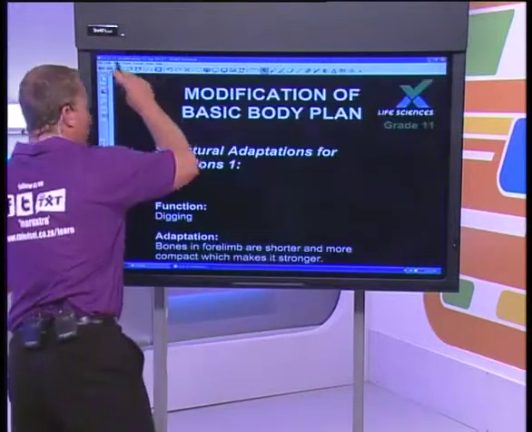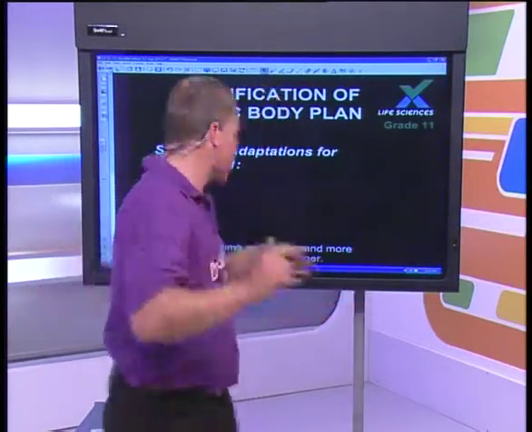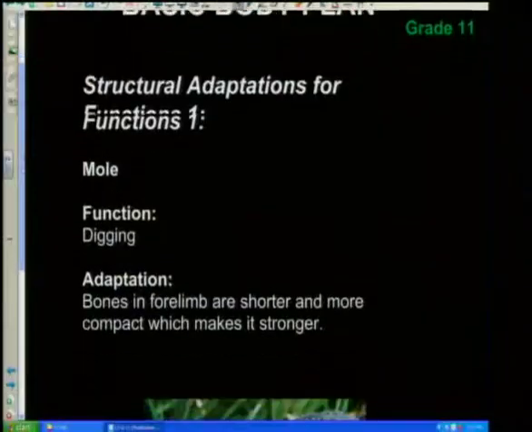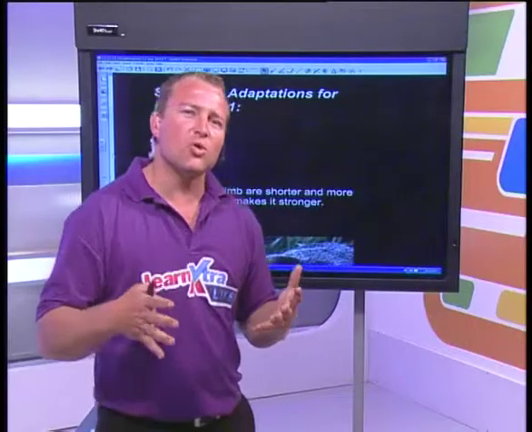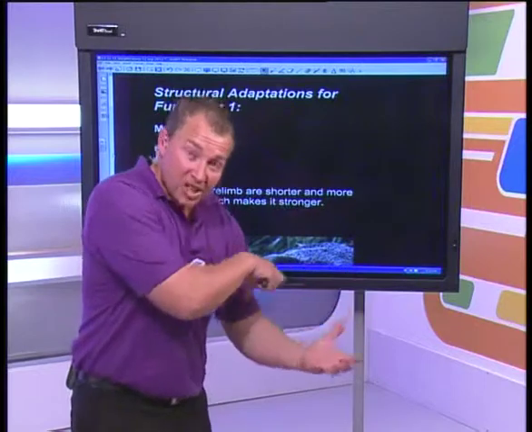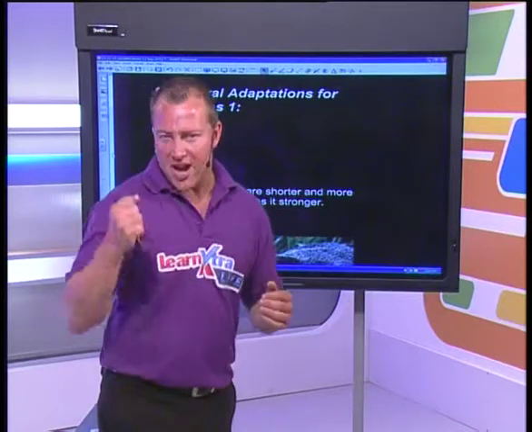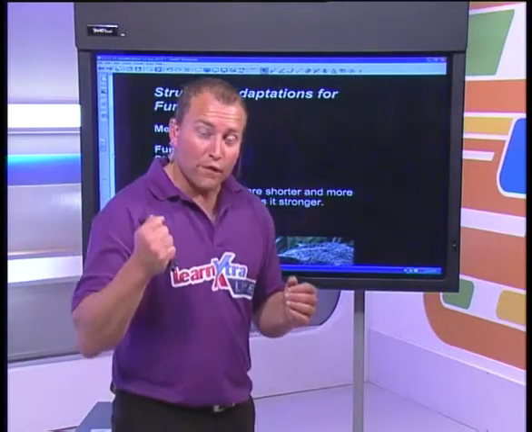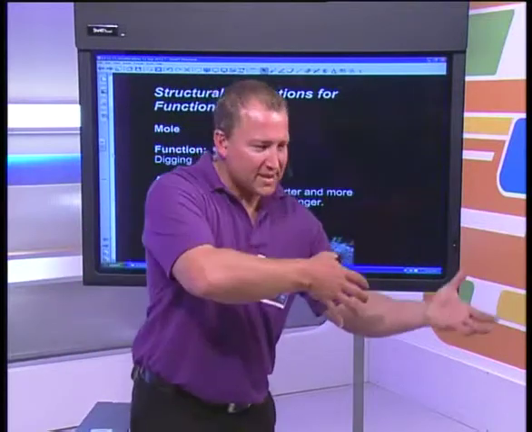Right, so if I have a look at it. Structure and adaptation for function, the mole. Remember I said to you the mole's function is for digging, okay? Its limbs are short, fat, compact, and that makes it nice and strong, so it doesn't break very easily. Remember that your muscles are joined to the bones. If your muscles are nice and strong and your bone isn't strong enough to handle it, your muscles are either going to pull off the bone or it could break your bone. So the bone has got to be adapted for the muscle, and the muscle's nice and strong.